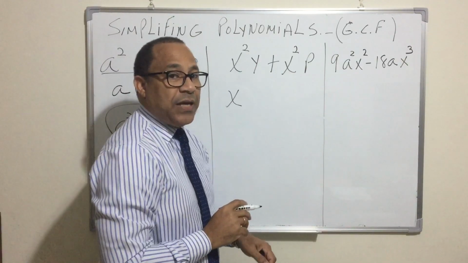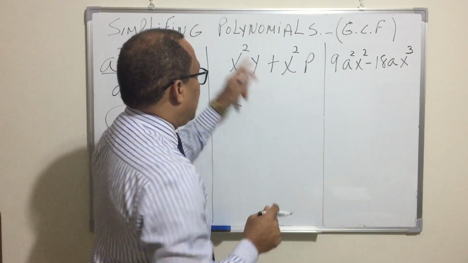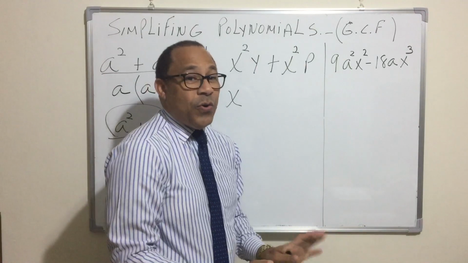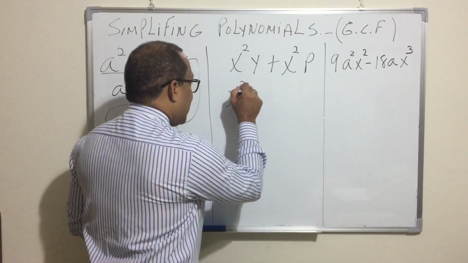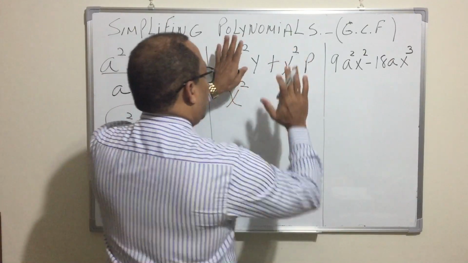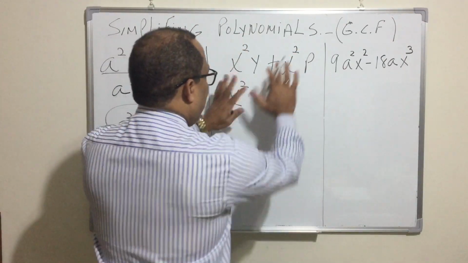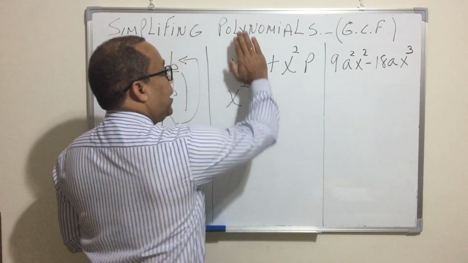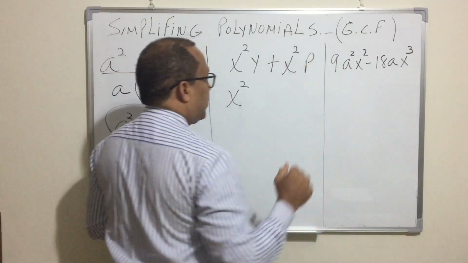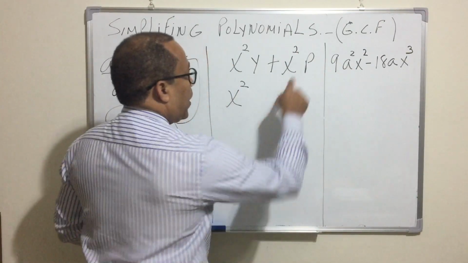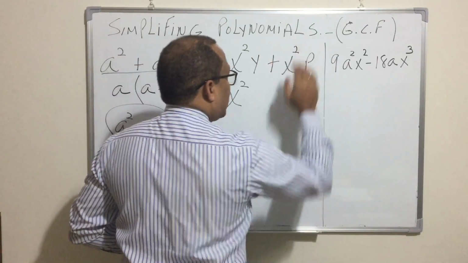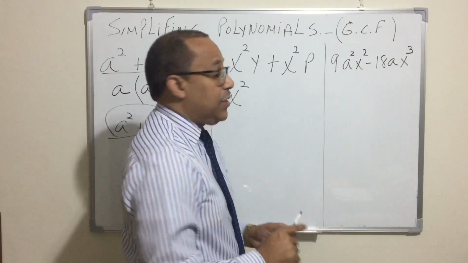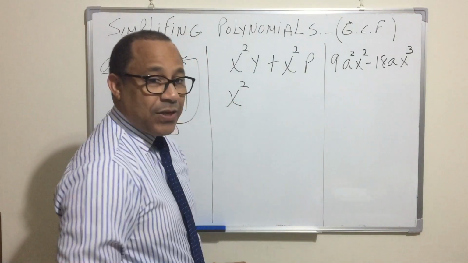And then, second step, we need to find in the x the one with the lowest exponent. But this is a 2, and this is a 2. There's no lowest exponent, so it's the same number 2. So x to the second is the common factor between these 2 terms. I already got the x. What about the y? Is y a common factor? It's not. Why not? Because the y is in the first term, but it's not in the second term. So y is not a common factor. What about the p? Well, the p is in the second term, but it is not in the first term. Therefore, p is not a factor either. So the common factor will be just x to the second power.